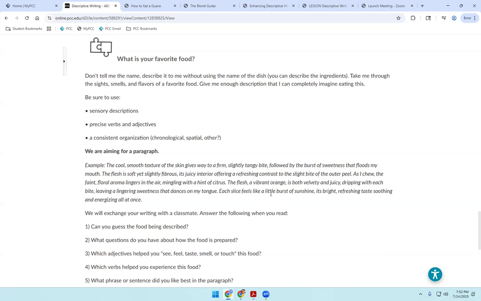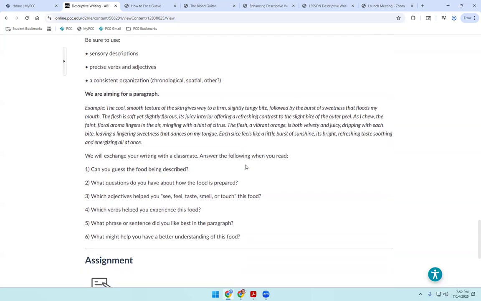Think about that way. So you can either do the order in which you eat it, the way that you experience it. You can describe it top to bottom, or something else. It could be the part of it that you love the most, and then get to something else. You want to use as much sensory description as you can. And we're aiming for a short paragraph.